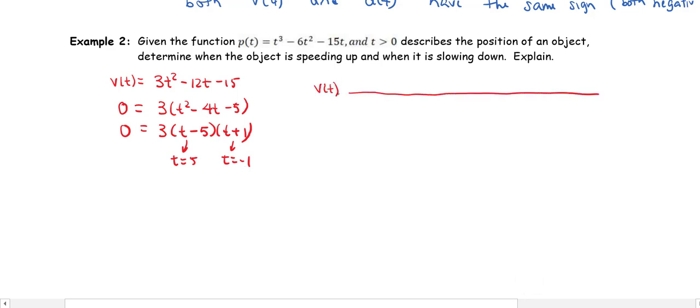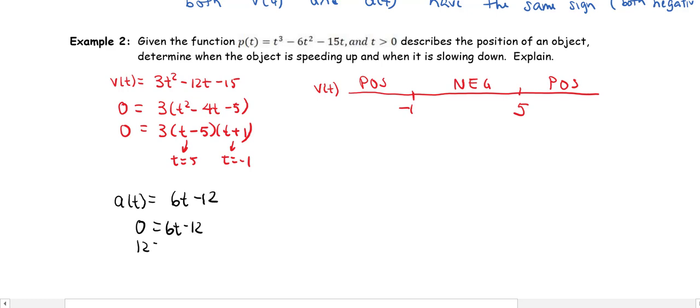And if you actually start doing a velocity number line, that's great. Kind of like how we did number lines for the previous lessons in this unit. I'll plot negative 1 and 5. And then if you did this properly, the region between negative 1 and 5 is negative, and then here is positive. Okay? Got that? Give yourself a pat on the back right now. Let's keep going, because the next thing you do is the acceleration, which is just 6t minus 12. I'll set that equal to 0. Solve. And you should have found that t equals 2.